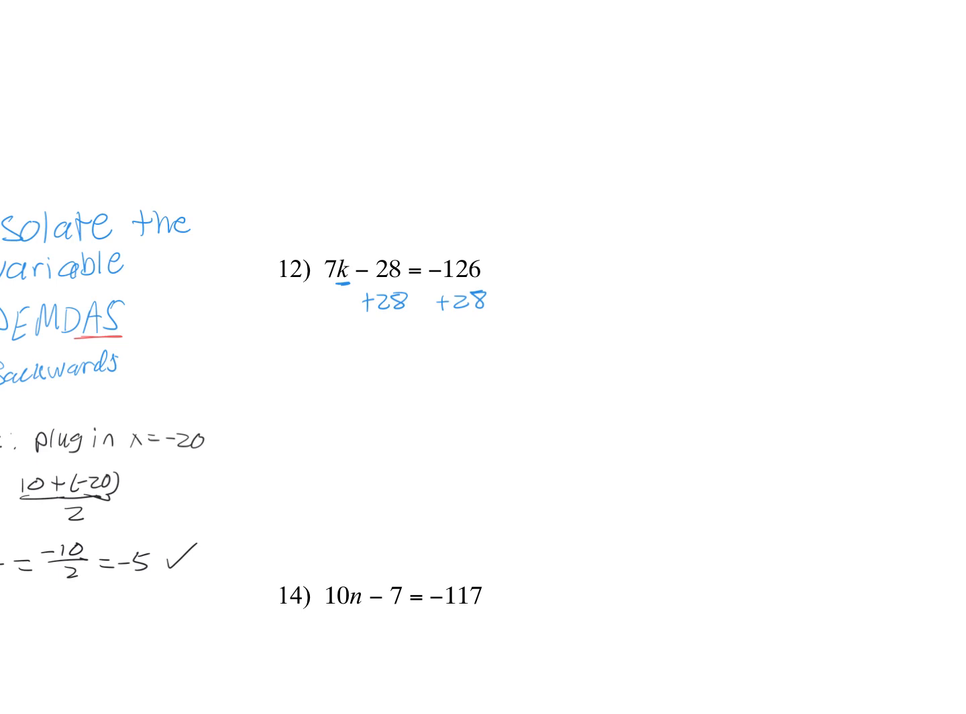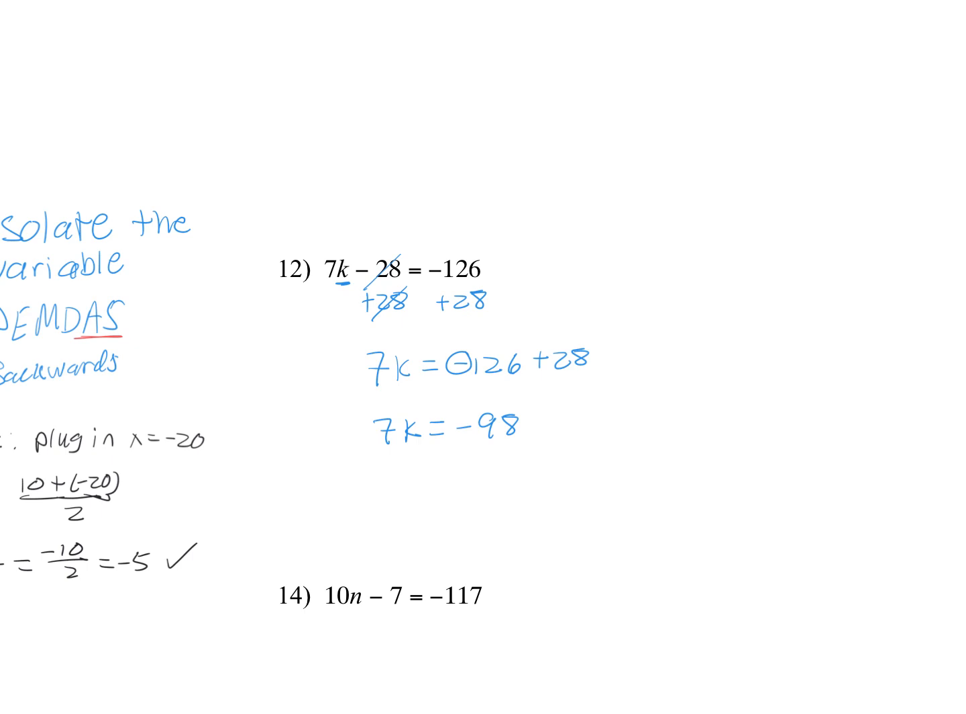And then negative 28 plus 28 is 0, so it goes away. Then we're left with 7k equals, and then negative 126 plus 28. They have different signs, so we want to subtract and keep the sign of the bigger number. So 126 minus 28 is going to get you negative 98. Negative because the 126 is bigger. So then we get 7k equals negative 98.